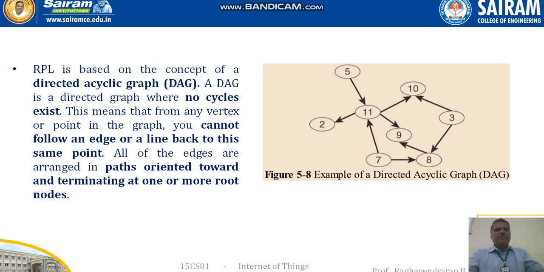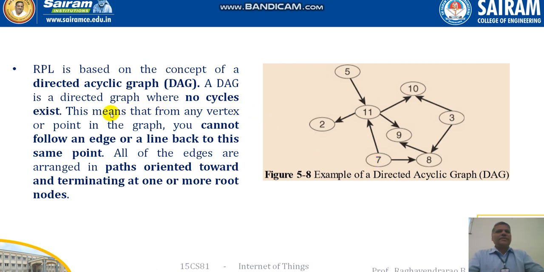See here how that basically works. An example has been taken where the source and destination are there. Usually it works with a DAG, that is a directed acyclic graph. RPL is based on the concept of a directed acyclic graph, DAG. It is a directed graph, and you can see that all the directions are there. These are all the nodes, and the data is forwarded from source to destination.